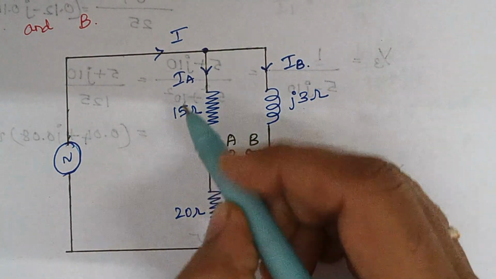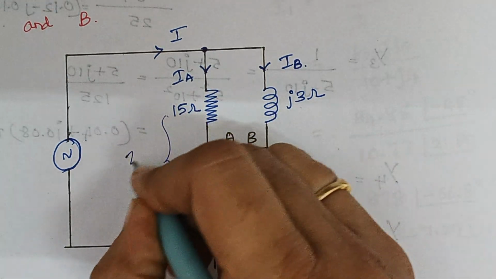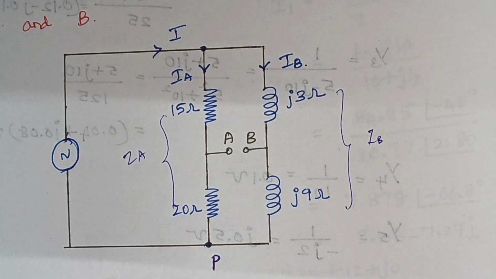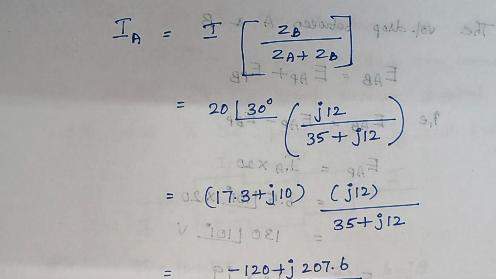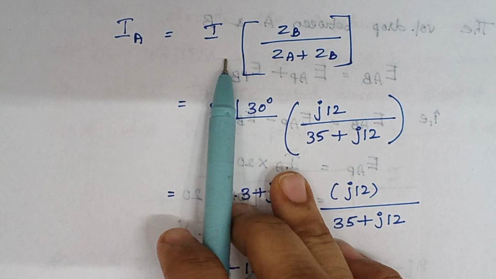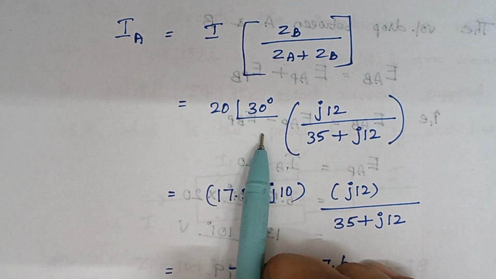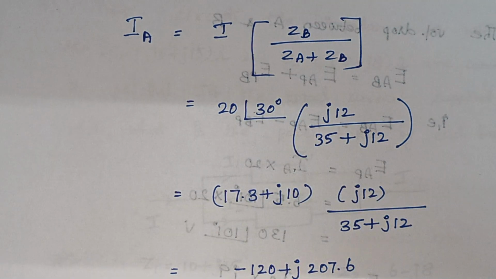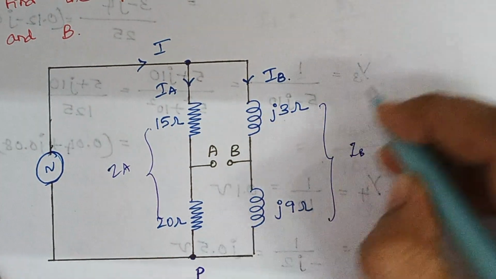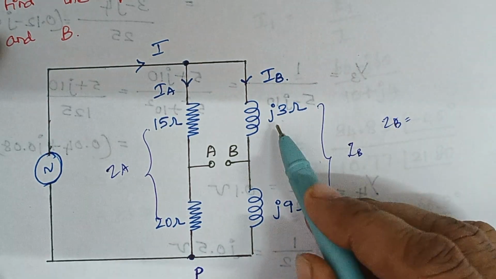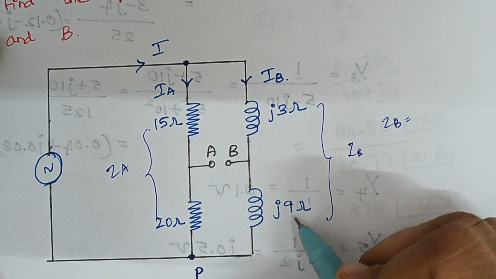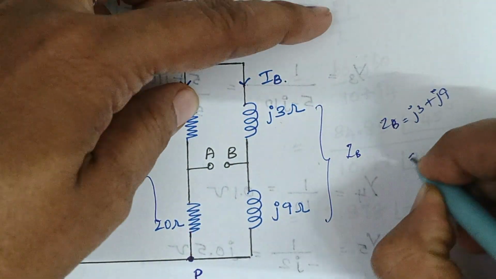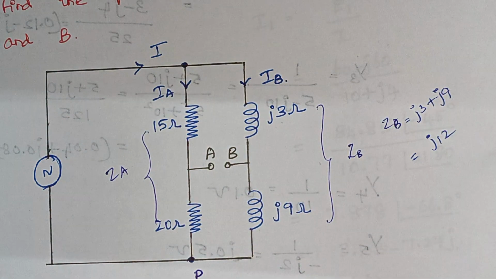Here we are considering this impedance value as ZA and this impedance value as ZB, right? The value of total current I is given in the problem, and ZB is the total impedance in the second branch. Here both are inductive reactances, therefore ZB is j3 plus j9, which gives the value of j12.